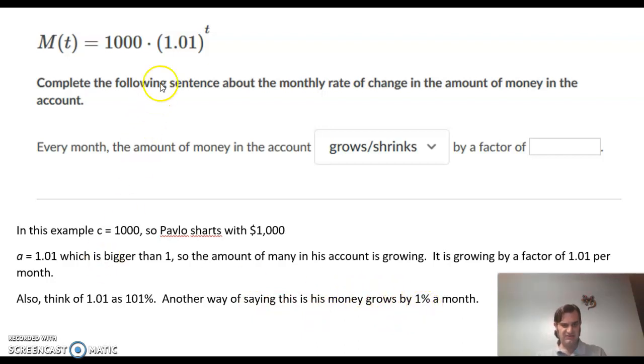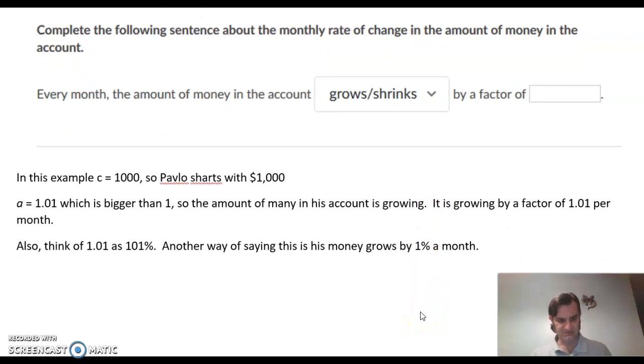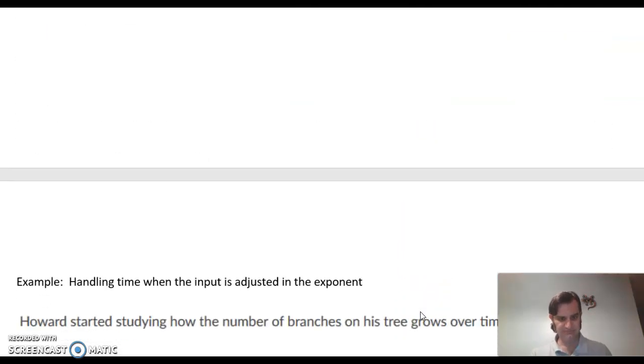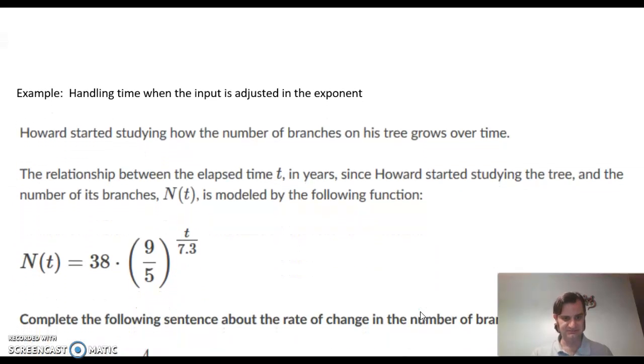The 1 out front means he's keeping the original amount, because if you multiply by 1, you get the same thing back. But increasing that by 0.01 is increasing it by 1%. So basically every month he is gaining 1% of whatever he had the previous month. So it's going to grow by a factor of 1.01, which we can also interpret as 1% growth. Okay. Let's go to another example.